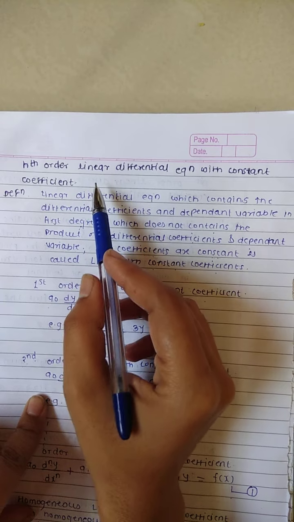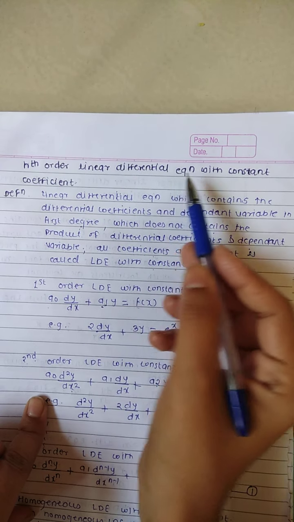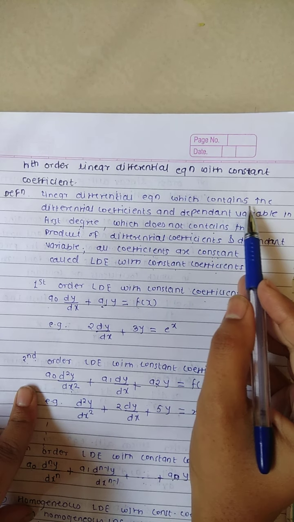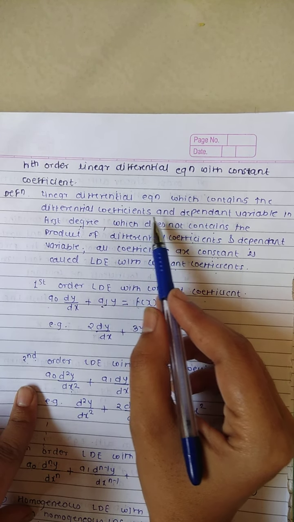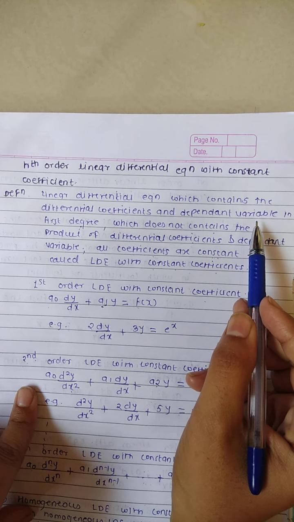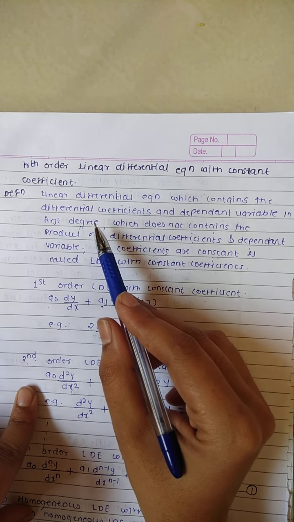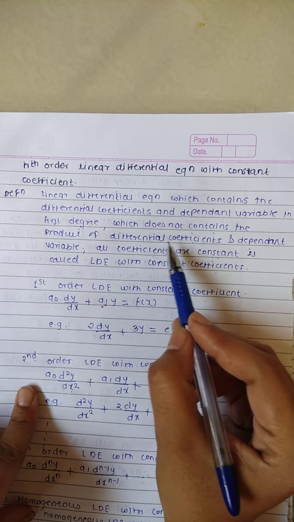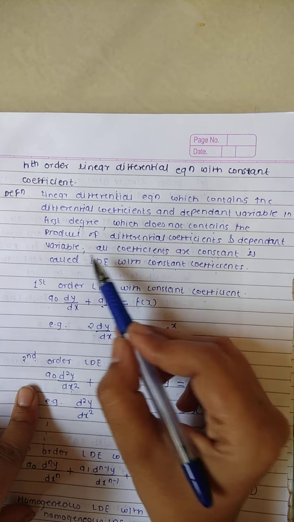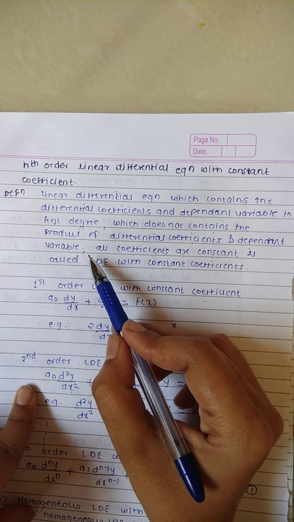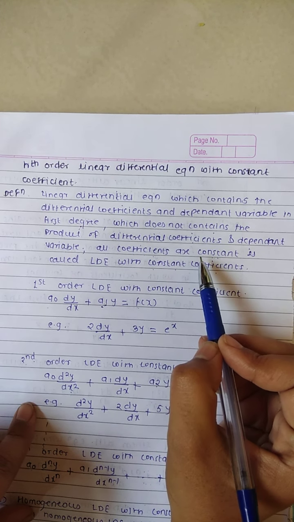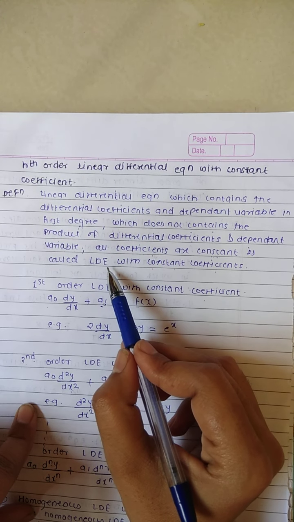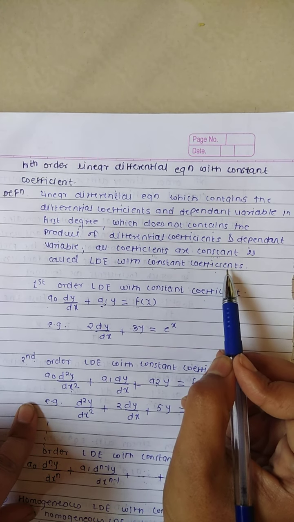Let's see the definition of linear differential equation. A linear differential equation which contains the differential coefficients and dependent variable in first degree, which does not contain the product of differential coefficients and dependent variable, and all coefficients must be constant, is called a linear differential equation with constant coefficients.